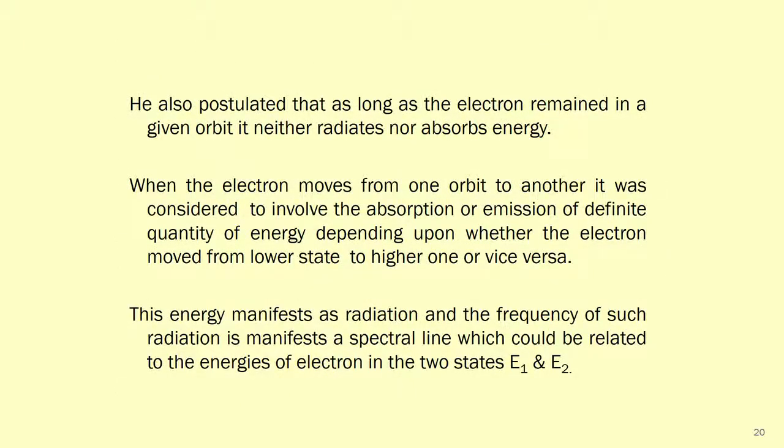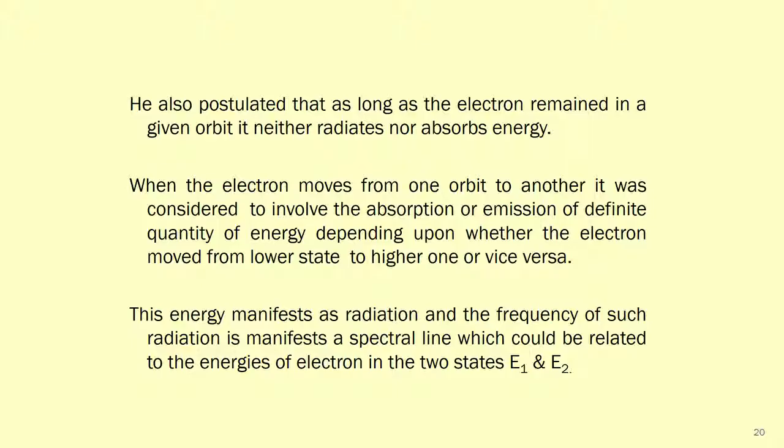He also postulated that as long as the electron remained in a given orbit, it neither radiates energy nor absorbs energy. This is a very important concept again. The electron goes round and round, but as long as it is stable in that orbit, it doesn't lose energy nor does it gain energy. So when the electron moves from one orbit to another, that is from one level to another level, it has to either absorb energy or emit energy.